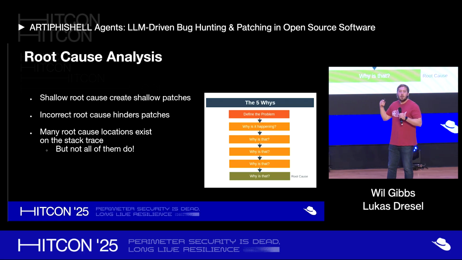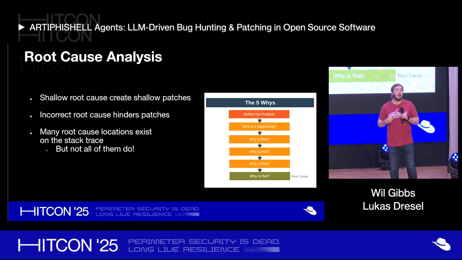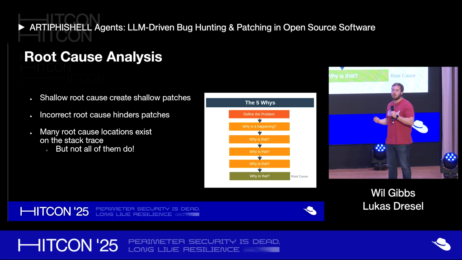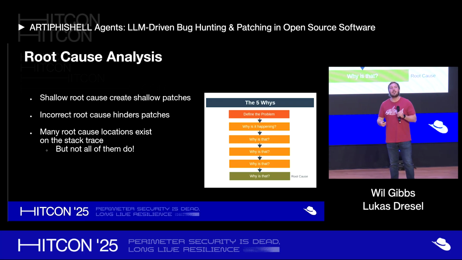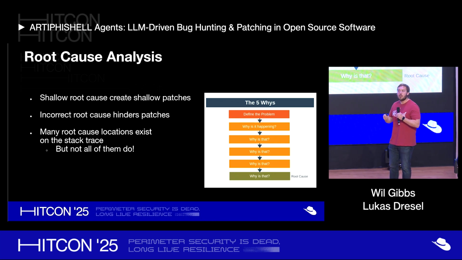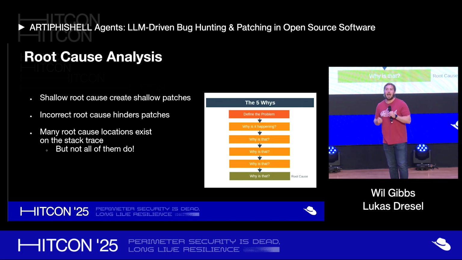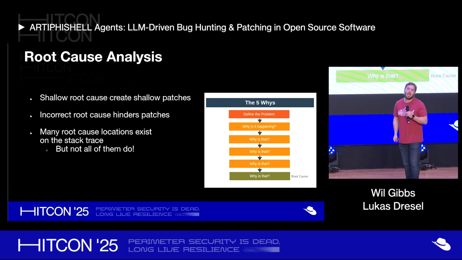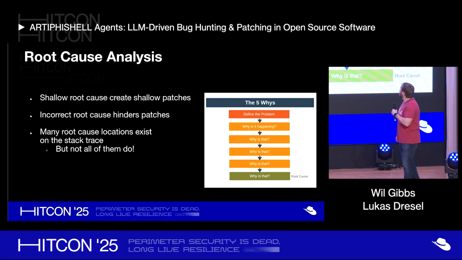Now, many root cause locations exist on the stack, and stack traces are a great source of information for the root cause. But it's not the only place that your root cause can exist. There are many different bug classes that can be found outside of the stack trace, such as use after free, where the crash location may be miles and miles away from the actual root cause, the actual misallocation, or the actual double free that causes this to happen, right?